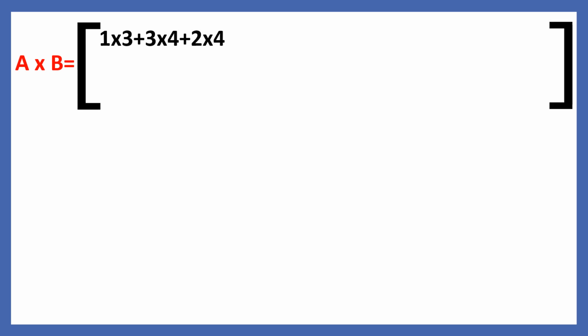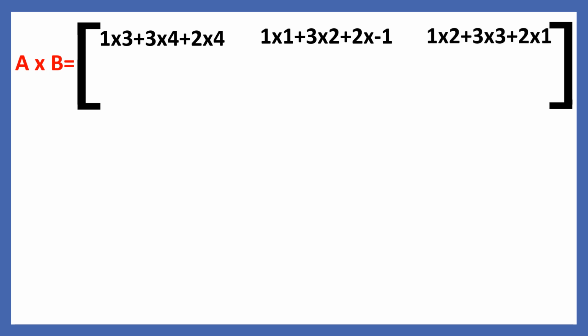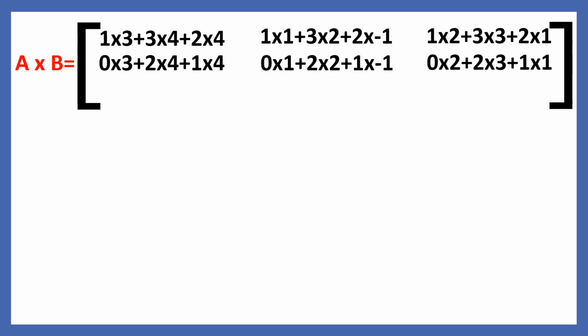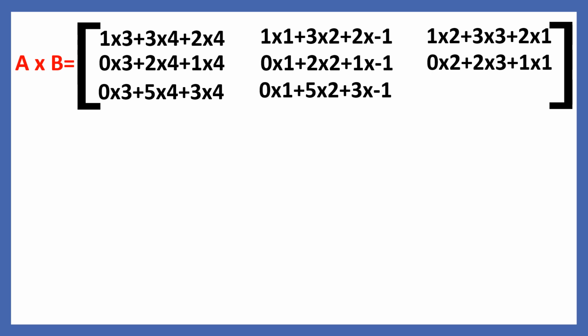And now let us see what is our next step in multiplication of A and B. That is, the first element we got as 1 into 3 plus 3 into 4 plus 2 into 4. And the second element 1 into 1 plus 3 into 2 plus 2 into minus 1. In the same way, we get all the elements. We have seen how we have obtained all these values one by one, considering the rows of the first matrix and each time considering each column of the second matrix.